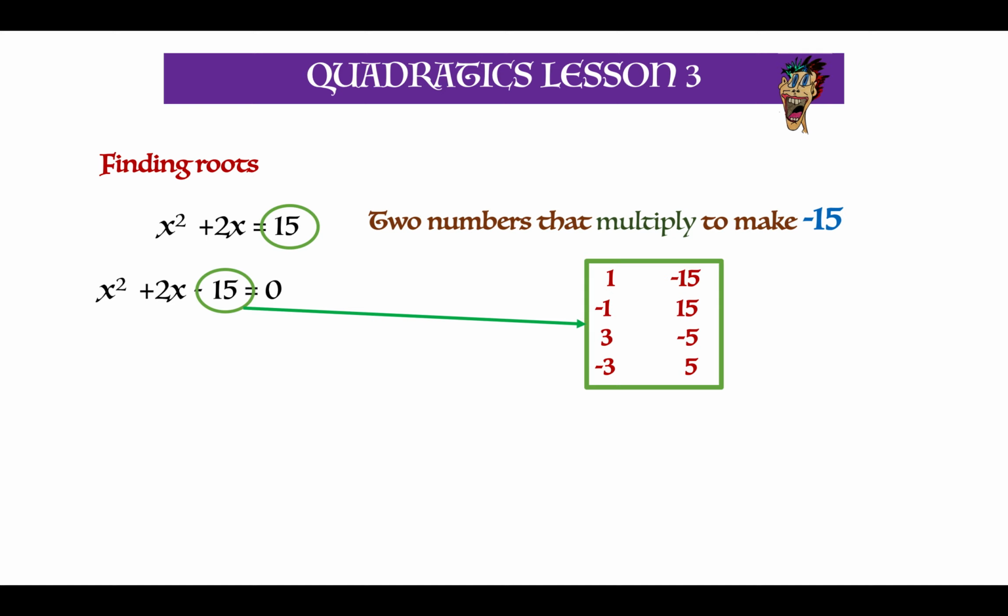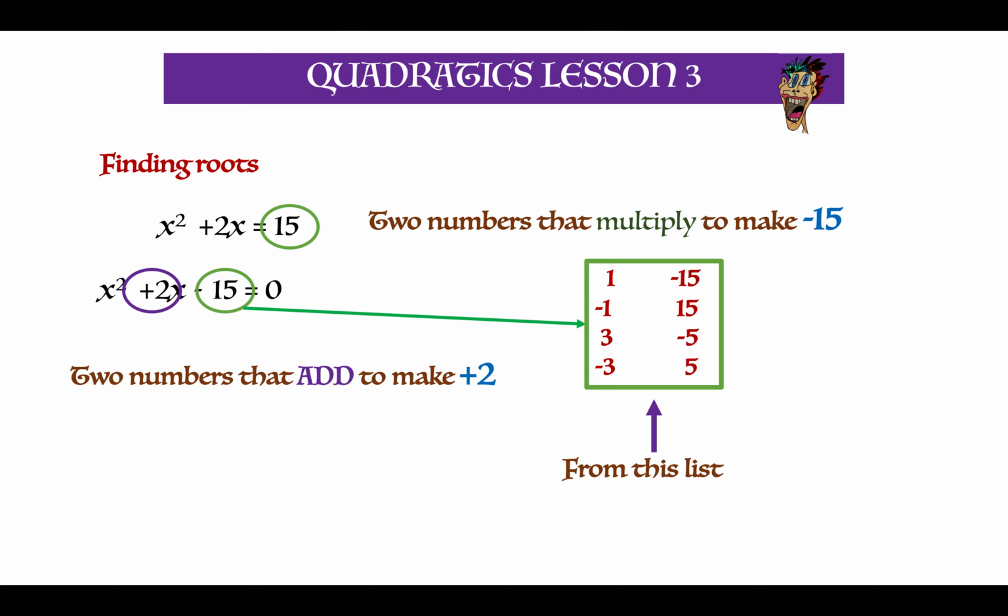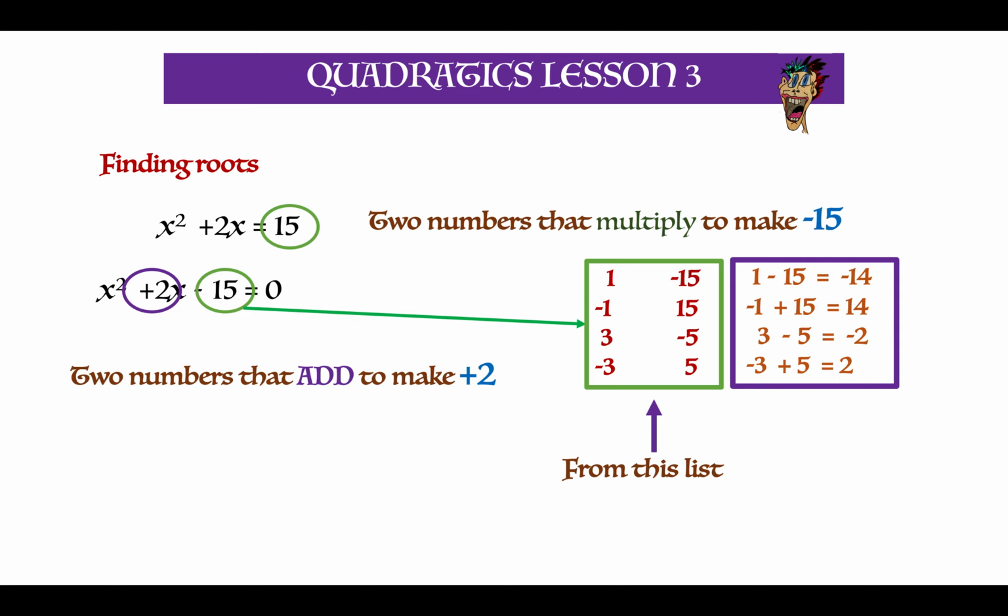So now let's look at all of those and consider the plus 2. Now, two numbers that add to make plus 2. I've got to think of two numbers that add to make plus 2. However, they've got to be from this list. So what we're going to do is go through each of these factor pairings, add them together, and see which pair add to plus 2. I'll do it nice and slowly.